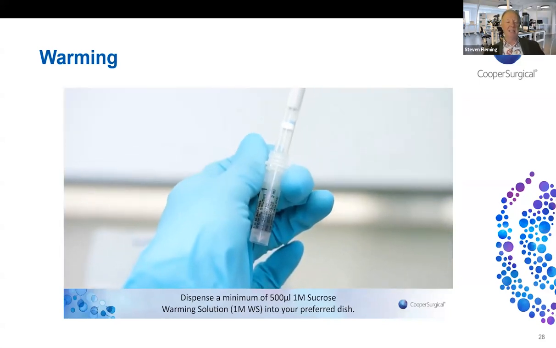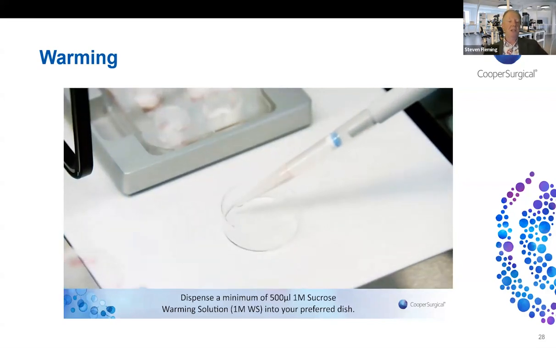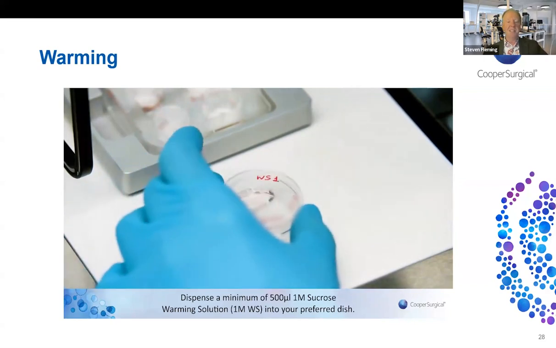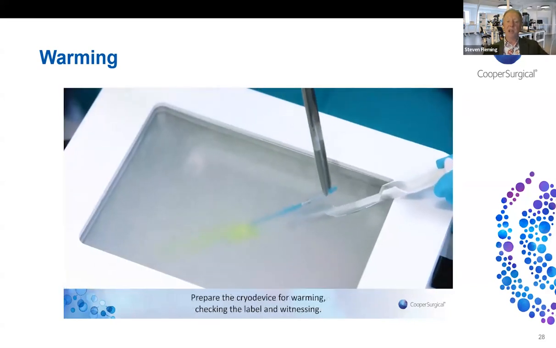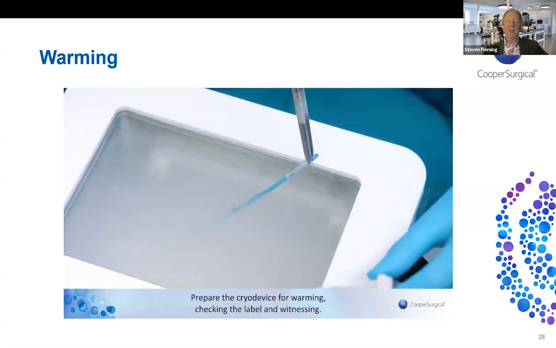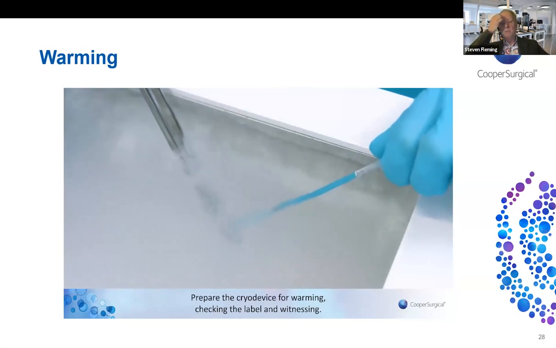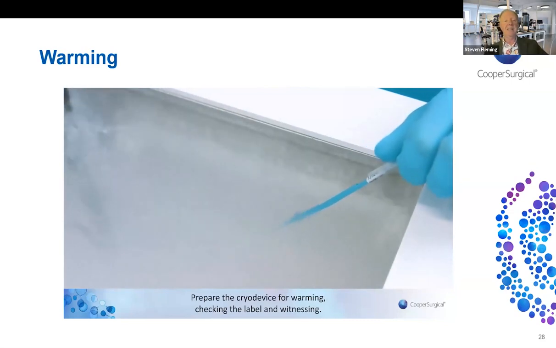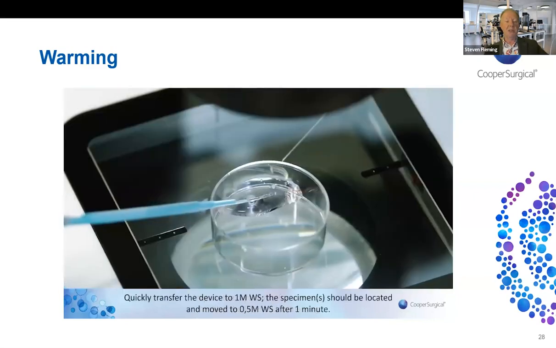So here you can see dispensing a minimum of 500 microliters of the 1 molar sucrose warming solution into your preferred dish. I tend to prefer using a center well organ culture dish. Once your heat stage is set, which hopefully you've calibrated to maintain that warming medium at 37 degrees, then double checking, witnessing it's the right embryo, and then quickly into your warming solution.